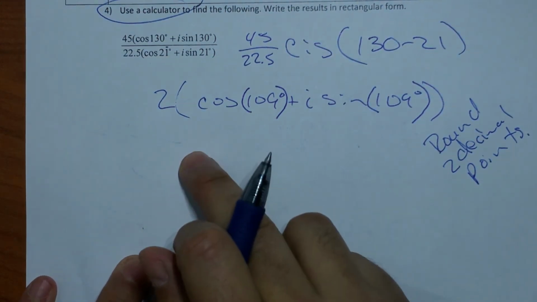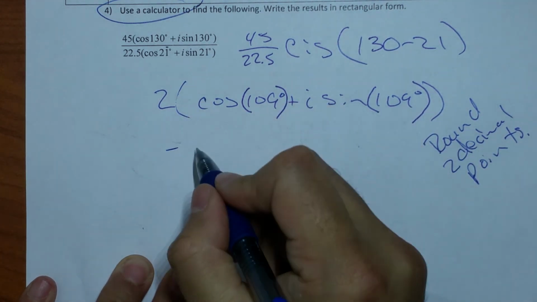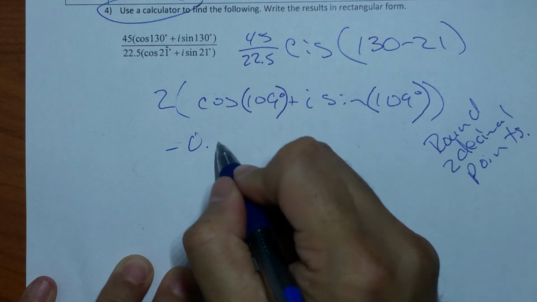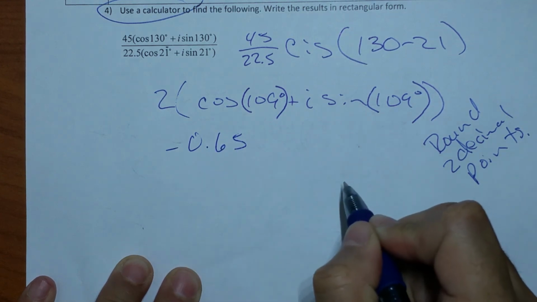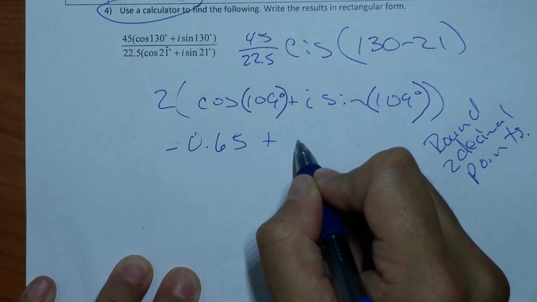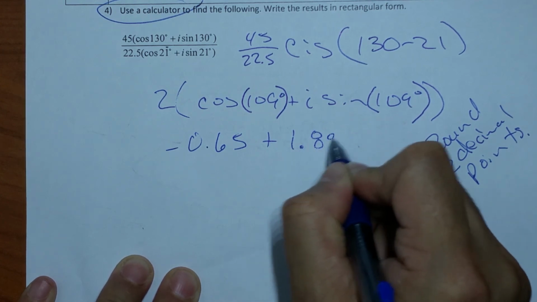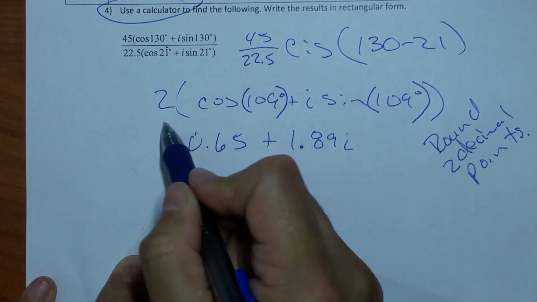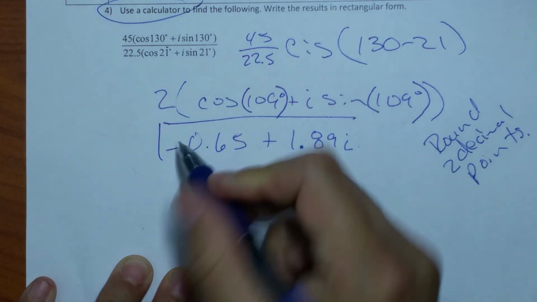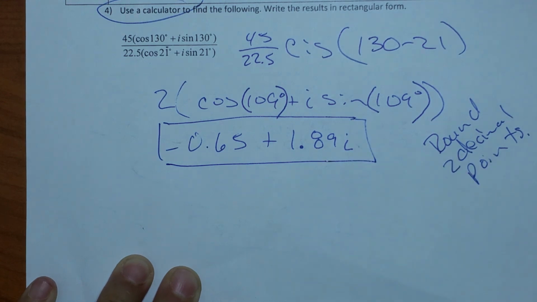Okay, so what do we get for the answer? Negative 0.65 plus 1.89i. Yes. That doesn't seem so bad. Okay, anyone having trouble with that one?